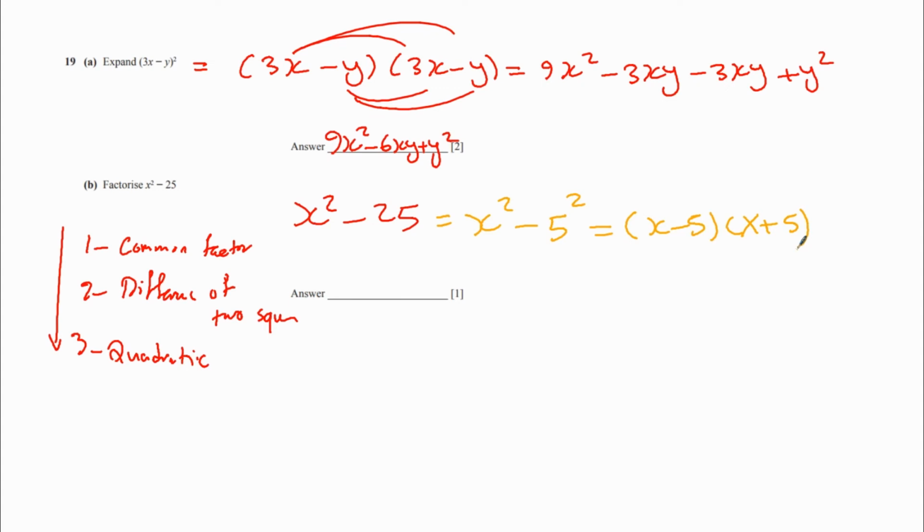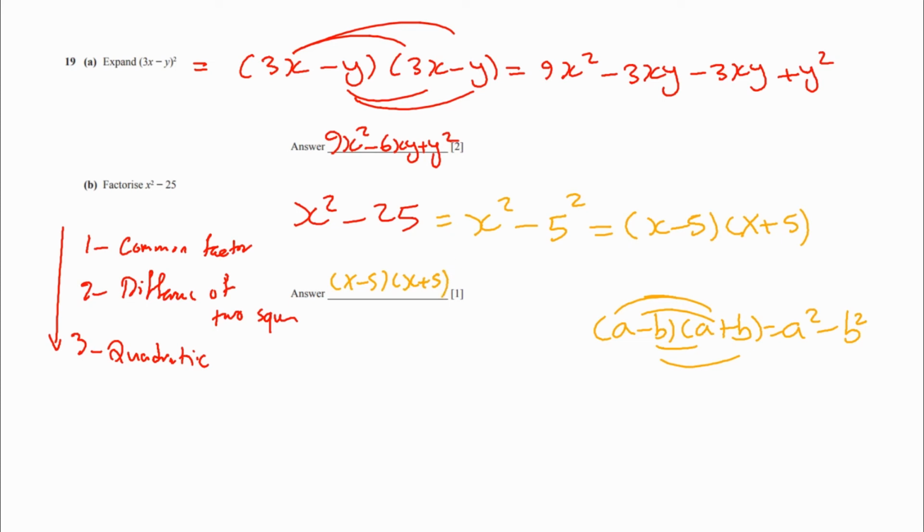And this is coming from the fact that a minus b times a plus b equals a squared minus b squared. So if you expand this in here and simplify, you will see that this is basically a mathematical identity. So x squared minus 5 squared equals x minus 5 times x plus 5. So the answer in here would be x minus 5 times x plus 5.